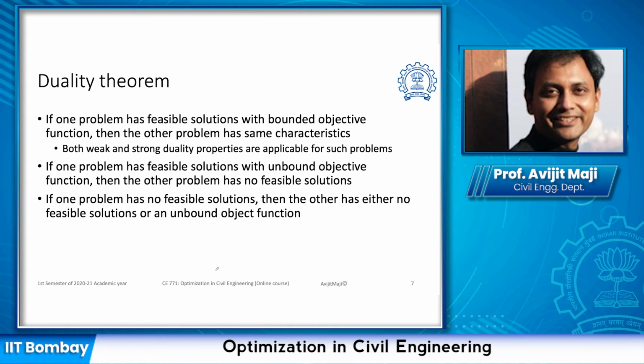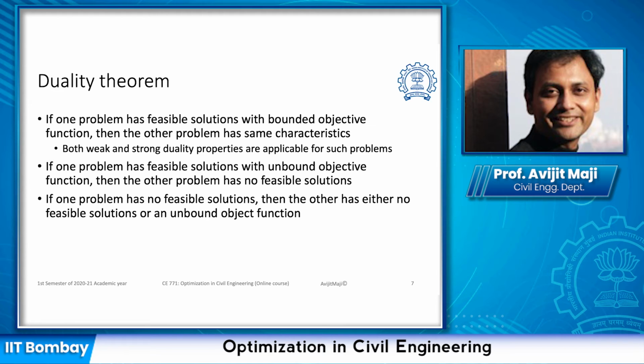Digging deep into the duality theorem, we can say if one problem has a feasible solution with bounded objective function, then the other problem has the same characteristics, meaning it will also have a feasible solution with bounded objective function. In this case, both the weak and strong duality properties are applicable and valid. On the other hand, if one problem has a feasible solution with unbounded objective function, then we'll see that the other problem, which is the dual problem, has no feasible solution. However, if one problem, for example the primal problem, has no feasible solution, then we'll find the other problem, which is the dual problem, has either no feasible solution or we may get into an unbounded objective function.